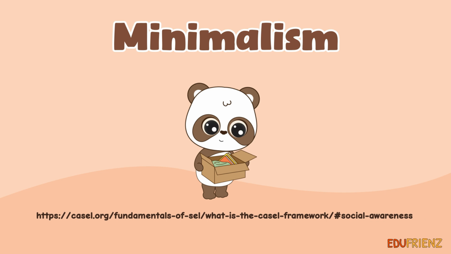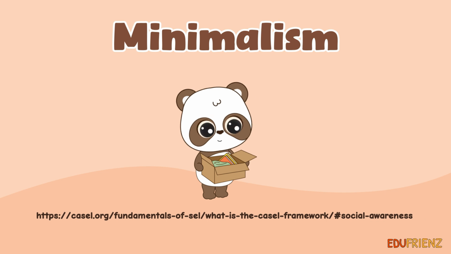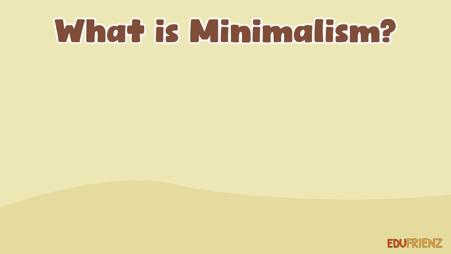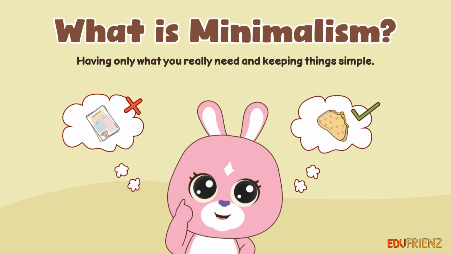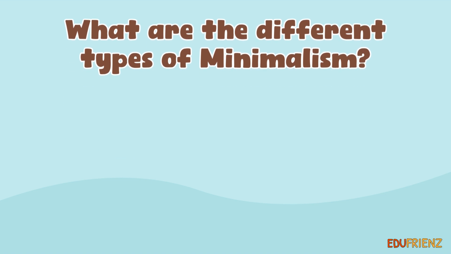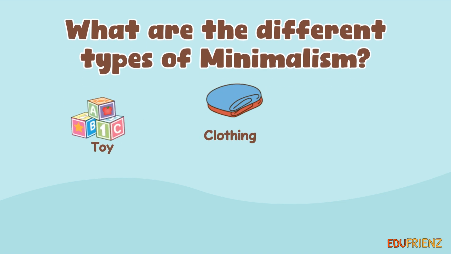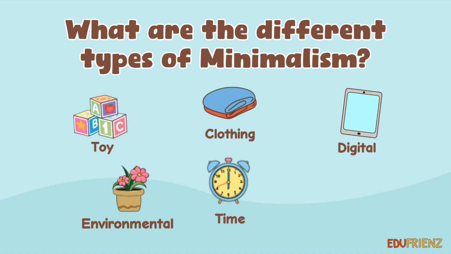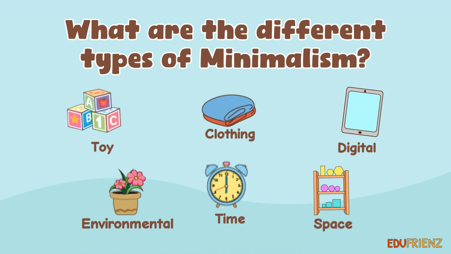Minimalism is a part of social awareness of the core competency of social-emotional learning. Minimalism is having only what you really need and keeping things simple. Here are the different types of minimalism for children. We've got toy, clothing, digital, environmental, time, and space minimalism.